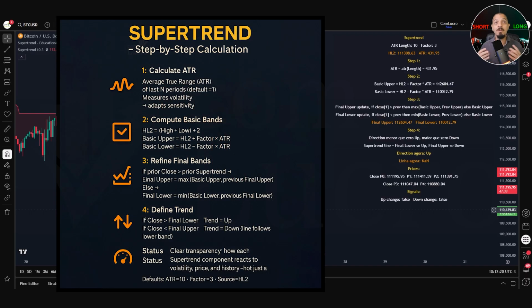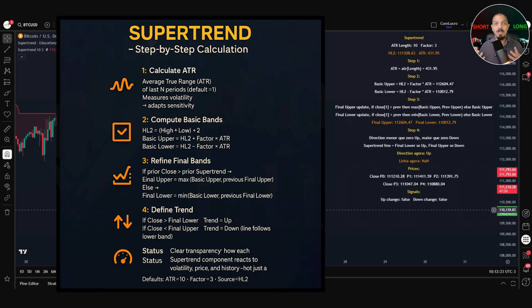The first step is to calculate the average true range, or ATR. This value measures recent market volatility and is based on a user-defined period, typically 10 candles. The Supertrend uses this ATR to adjust its sensitivity and adapt to changing market conditions.